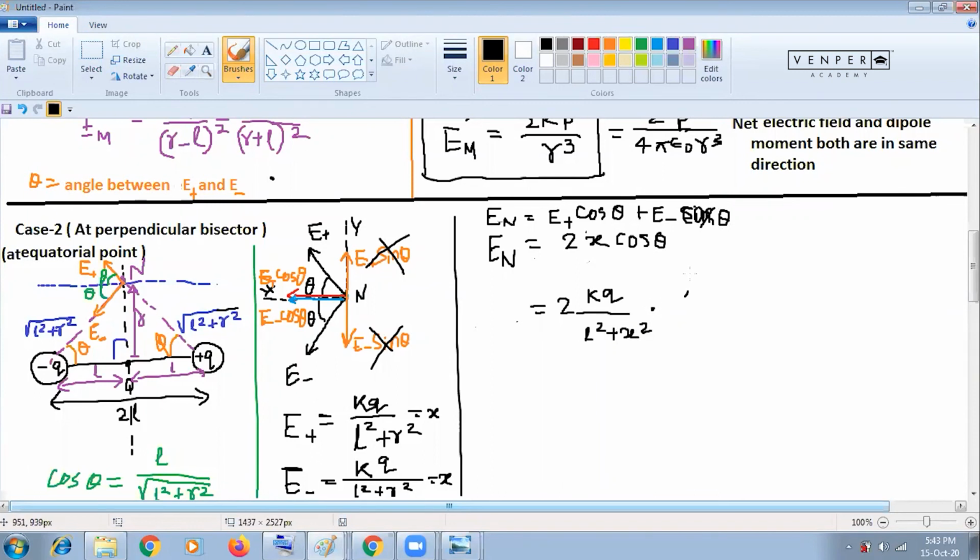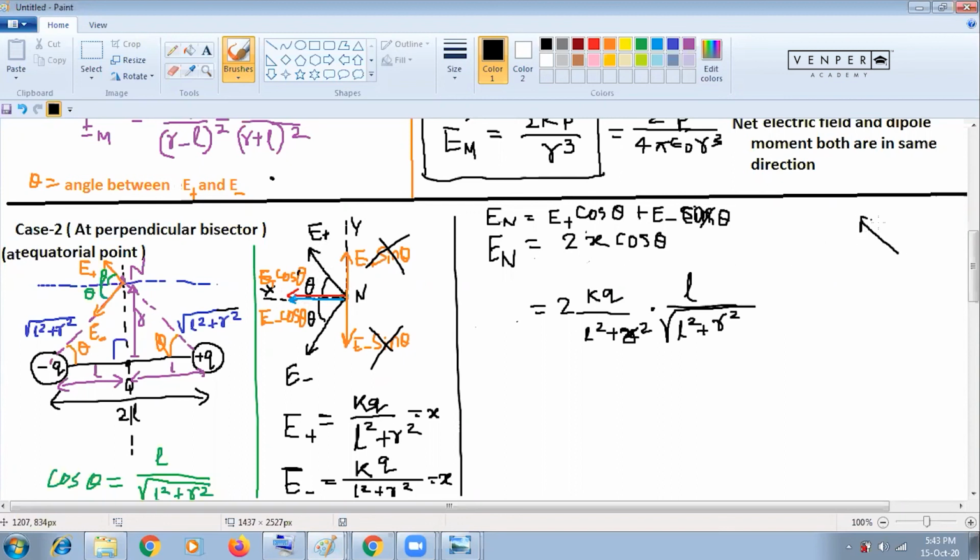And what is cos theta? Cos theta is L divided by the square root of L square plus R square. Because for cos theta we are taking the component, no? This E plus component is coming in the minus x direction. E plus component is E cos theta. I told you it is a vector component.